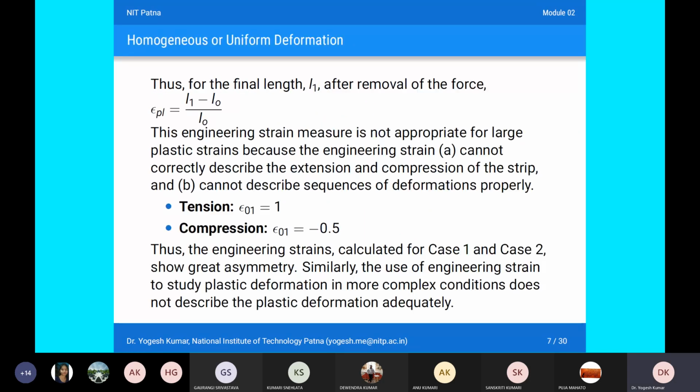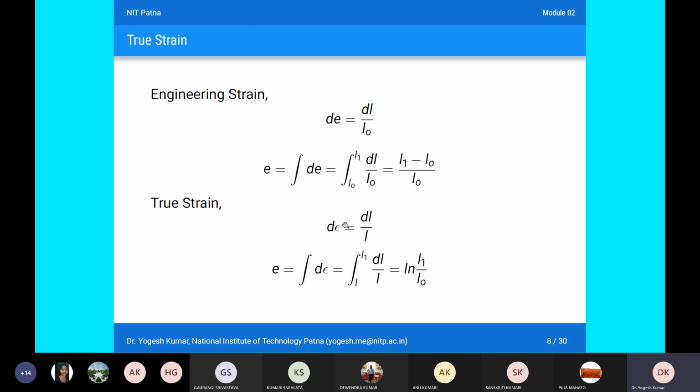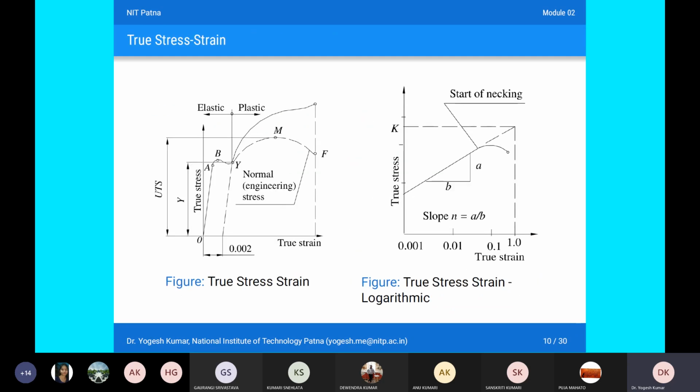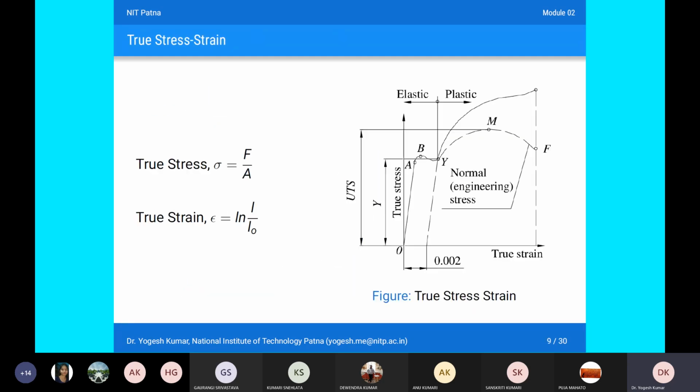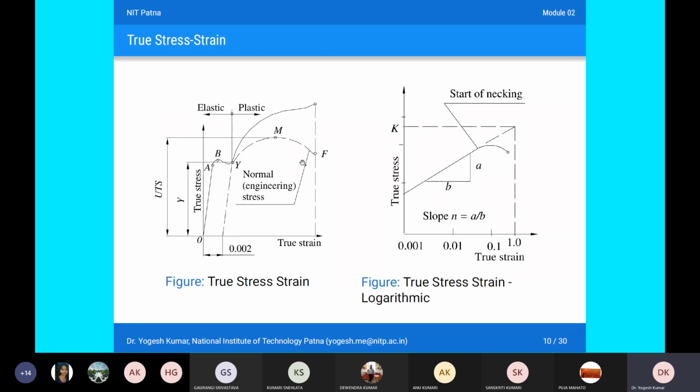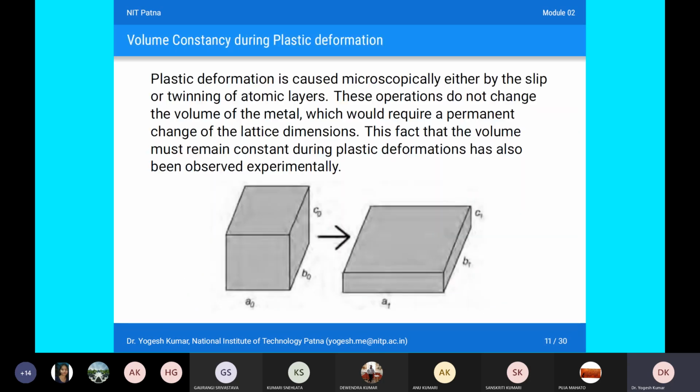Then we took an example of one case, that was tension and compression. I have corrected this PPT. Earlier it was -5, so the correct value is -0.5. Then we moved to true strain and then the true stress-strain curve. This we have discussed in module 1 itself.